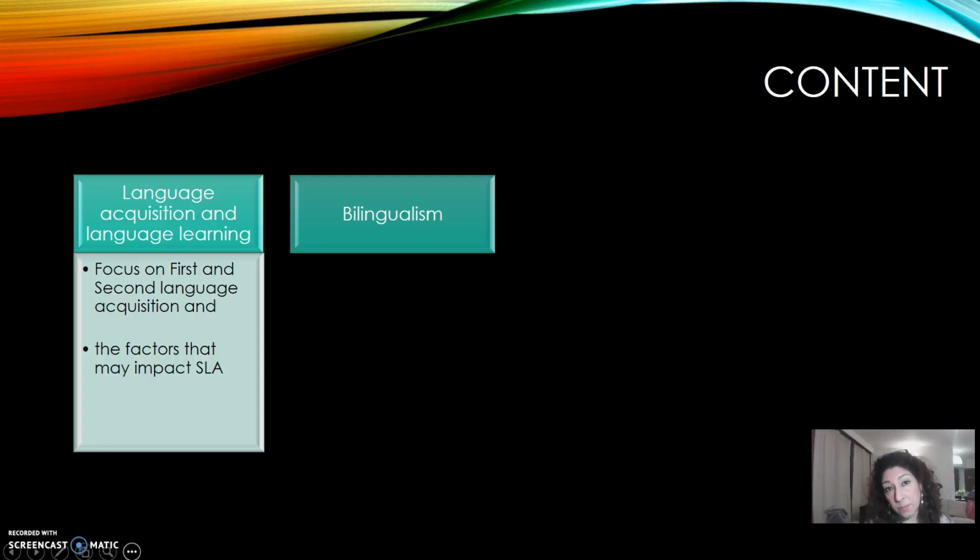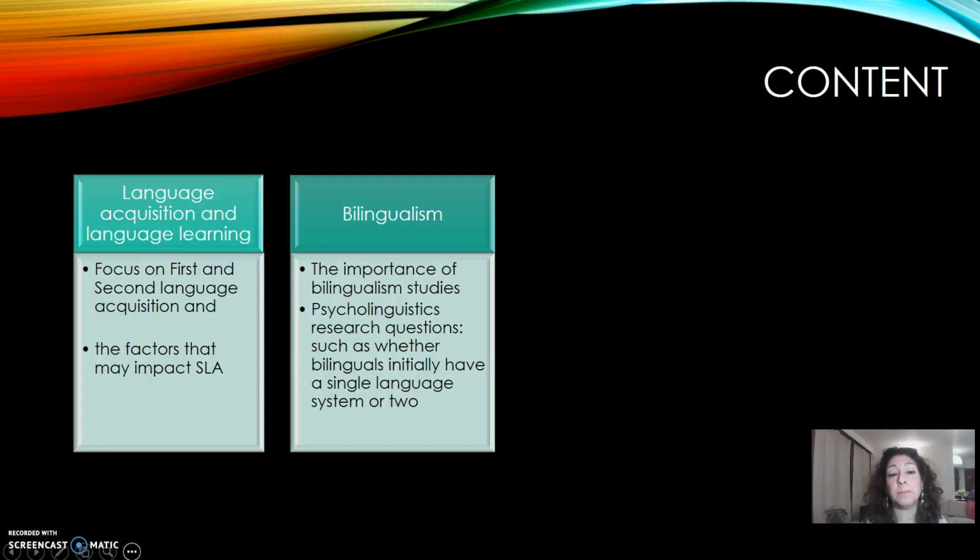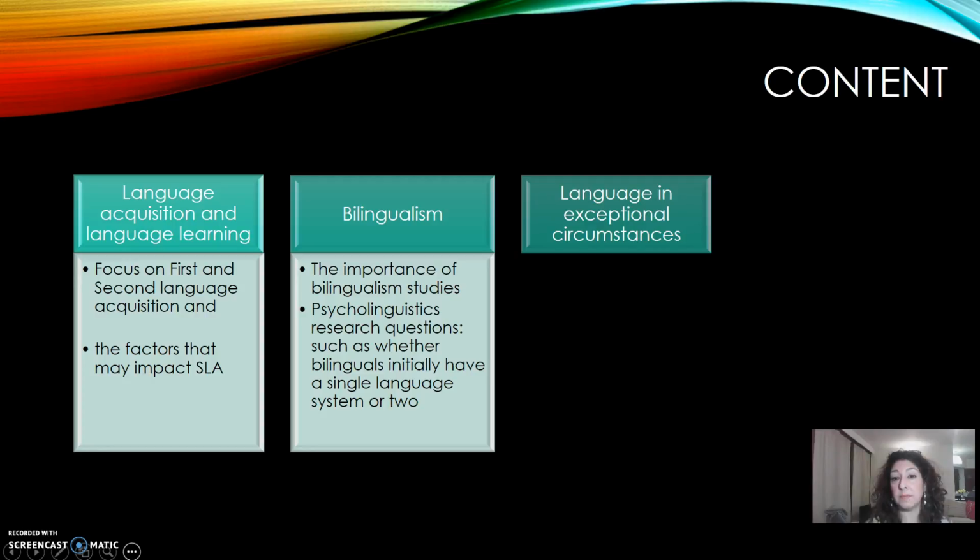We will dedicate some time to bilingualism, the importance of bilingualism studies today, and we will review the main psycholinguistic research questions such as whether bilinguals have initially a single language system or two systems.